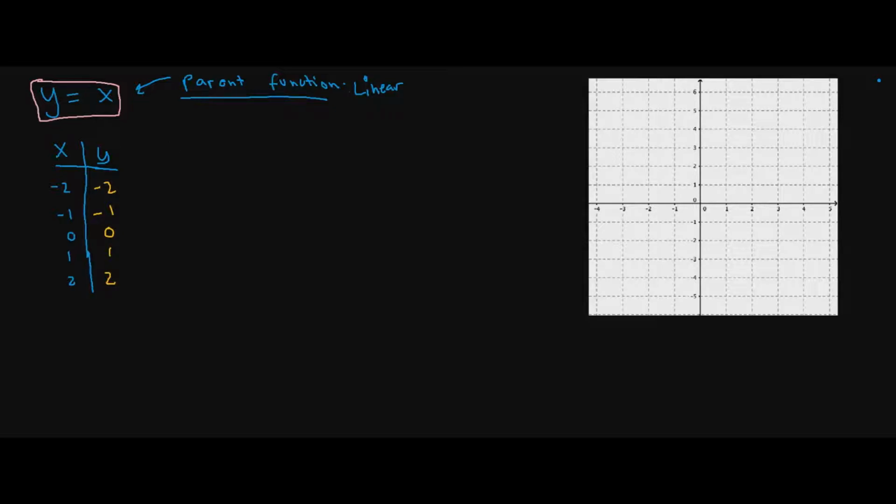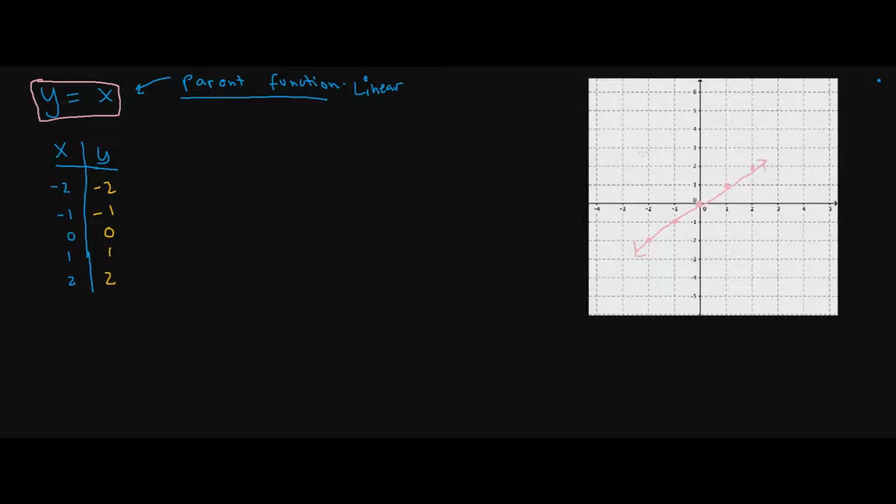So let's go ahead and graph this guy. At 0, 0, it's 0, 0. Another key feature is that we'll always pass through the origin, which is right here, right through the middle of the x and y axis. So I'll go ahead and graph a couple of points here. All right, there we go. Looks pretty nice.